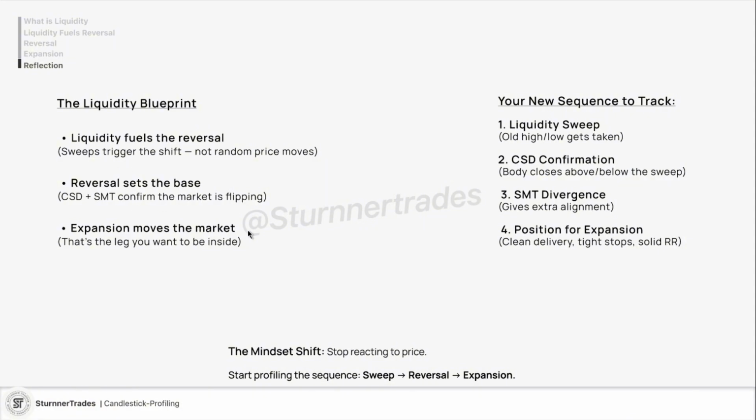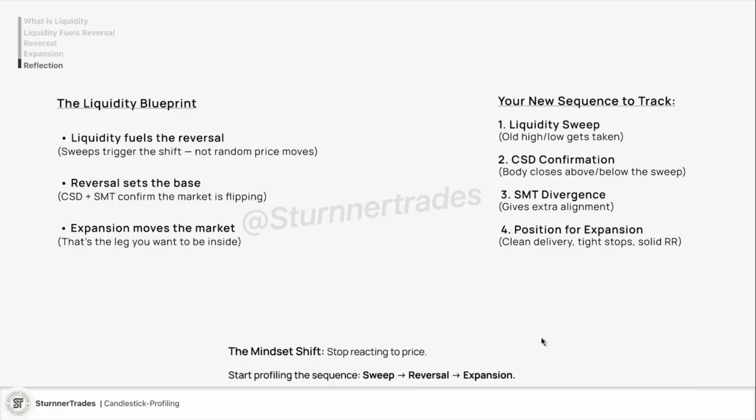Liquidity triggers the reversal, reversal sets the base, and expansion delivers the move. If you can read that sequence clearly, you are not reacting to the market anymore. You are positioned before the move, not chasing after it. So next time price makes a sweep, don't panic, don't follow the urge. Just ask yourself, is this the reversal setting up? Is the expansion about to begin? Because that's where the real opportunity lies.